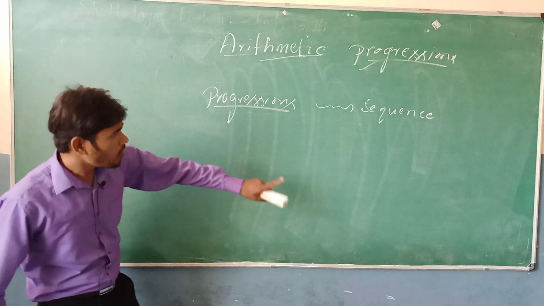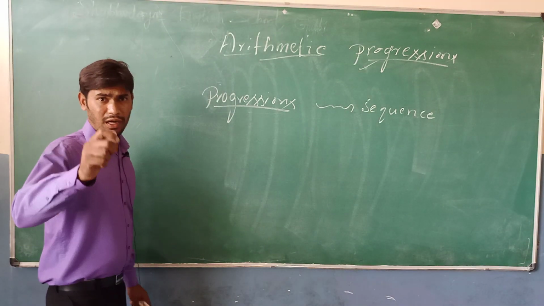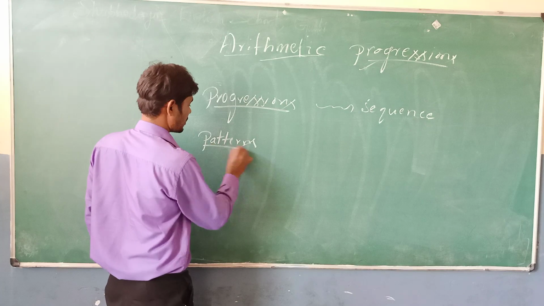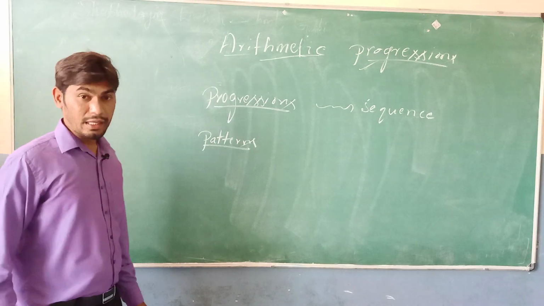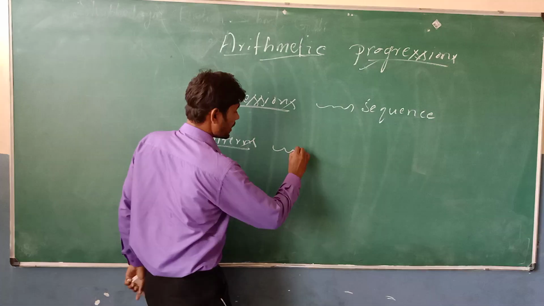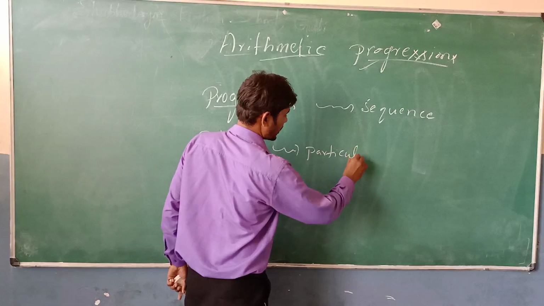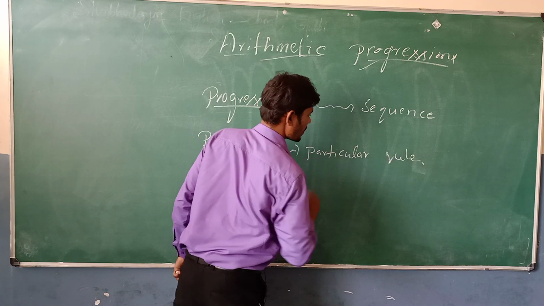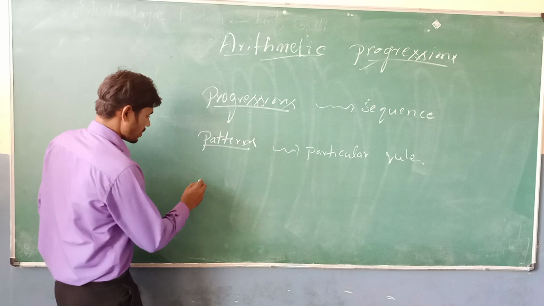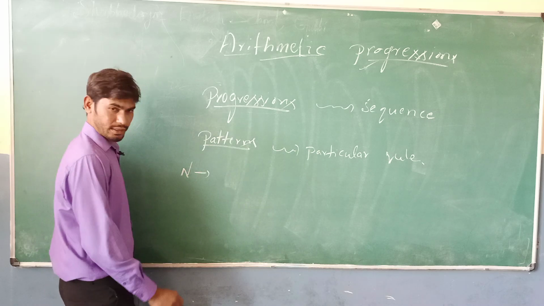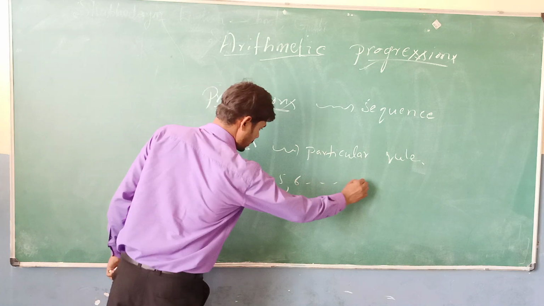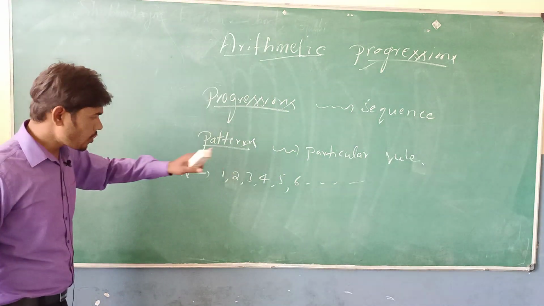Before going to sequence, we have learned about patterns in previous classes. What is a pattern? A pattern is a list of numbers arranged by a particular rule. What do we mean by a particular rule? If we consider the natural numbers, 1, 2, 3, 4, 5, 6 and so on, here one rule is there.